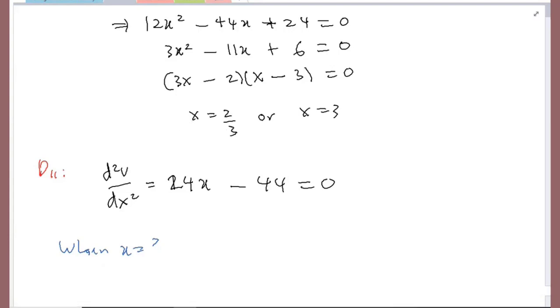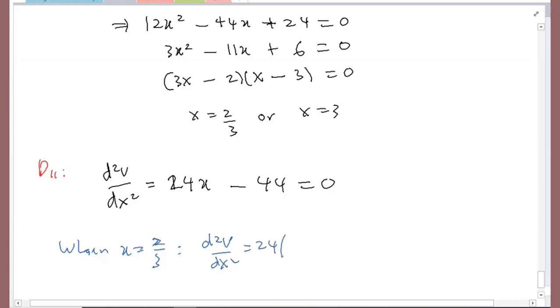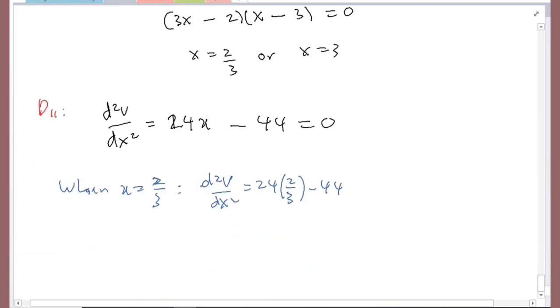Ni betul. Okay, ini when x is equal to 2 over 3, substitute: d2v dx squared is equal to 24 times 2 over 3 minus 44. Carikan form ni. Negative 28. Okay, thank you. Negative 28 is negative, so this one lah maximum.